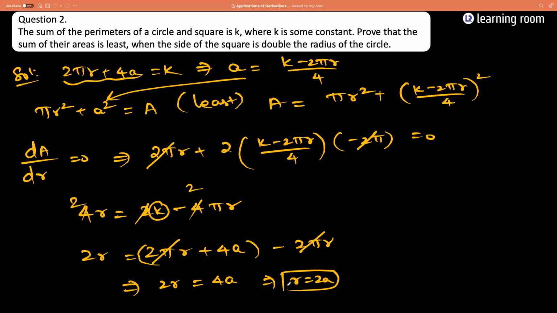When the side of the square is double the radius, sir. Then I should get a is equal to 2r, no? 1 minute. So dA by dr. So 2 pi r plus 2 into k minus 2 pi r divided by 4 into minus 2 pi. This is there. By 4 is there.